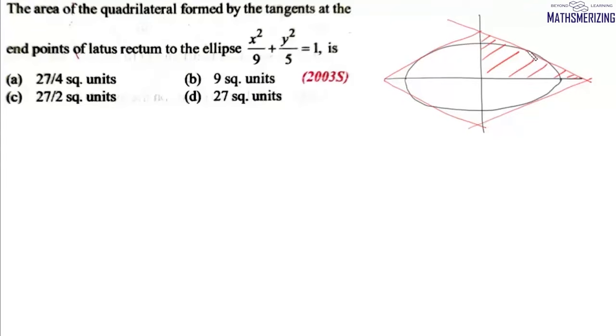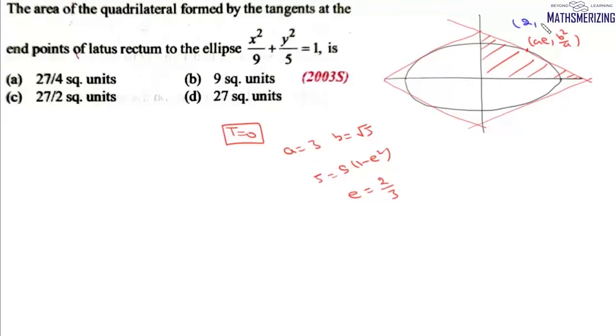Now for that we need to find the equation of this tangent. Now we know that the endpoint of latus rectum is given by (ae, b square upon a). So at this point we can write the equation of tangent, and it will be given by T equals to 0. So a in this case is 3, b is under root 5. Now b square is a square into 1 minus e square. So e in this case will be 2 by 3. So the coordinates of the endpoint of latus rectum will be (2, b square by a), so it will be 5 by 3.